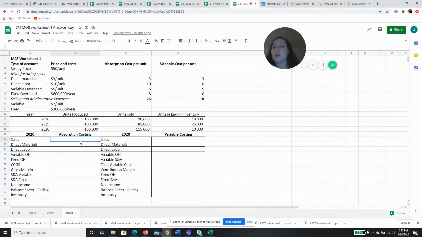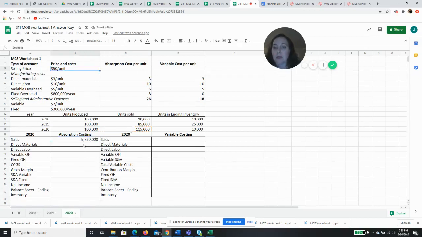All right. So in 2020, sales went up, actually. Maybe we were selling toilet paper or masks or something. And our units sold was 115,000. So we're going to calculate our sales by multiplying the number of units sold, 115,000, times our sales price per unit, which is $50. Got that right up here.